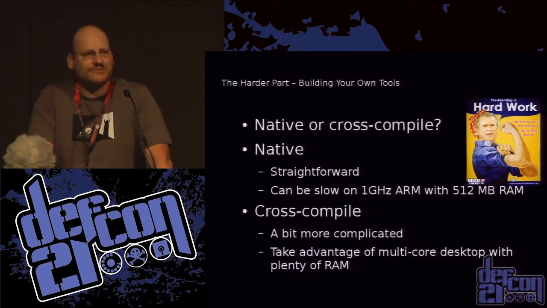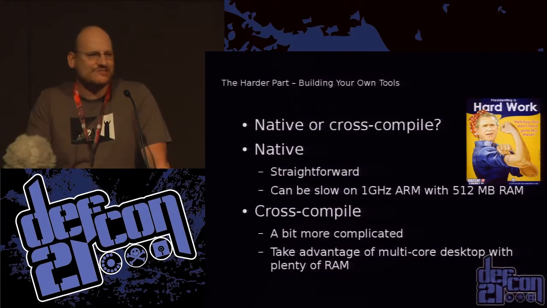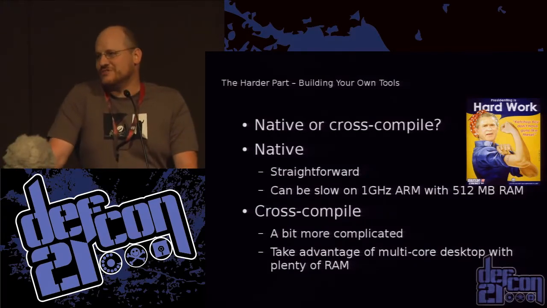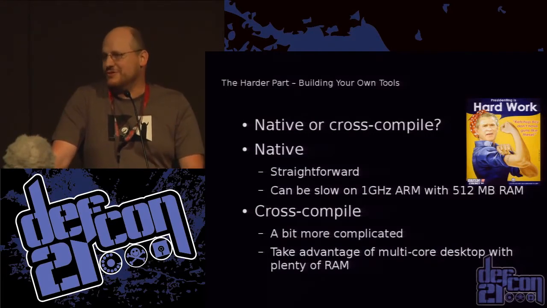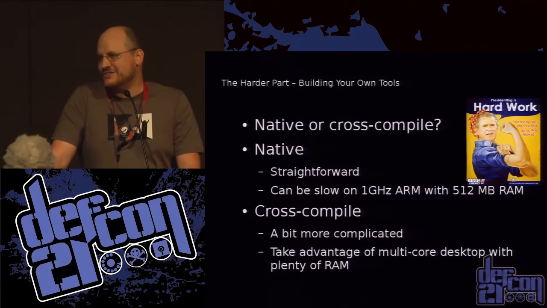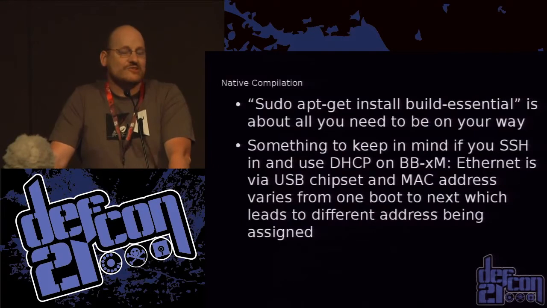Right. So if you've got to build this stuff, you have to make a decision. Do I want to build it on my Beagle, or do I want to build it on my hex core desktop with gobs and gobs of RAM? If you build it on the Beagle, it has the advantage of being pretty straightforward. It has a disadvantage of possibly being a little bit slow if it's a big program, right? So of course you can cross compile, it's a little bit more complicated, but you can take advantage of your heavier computing power.